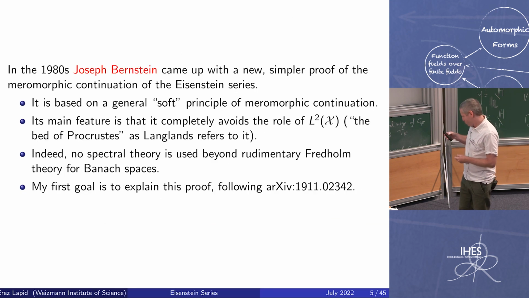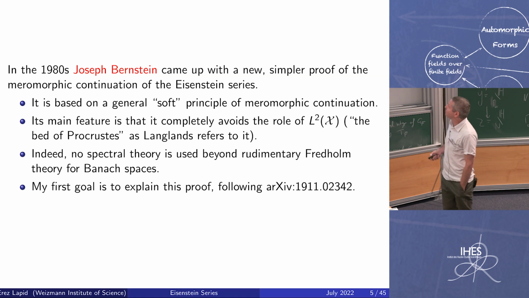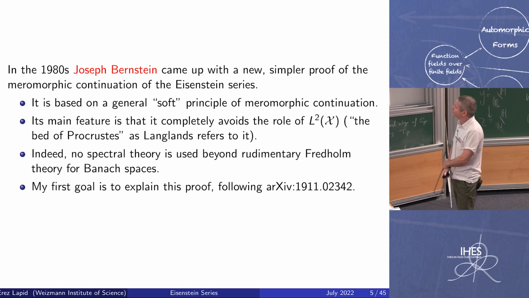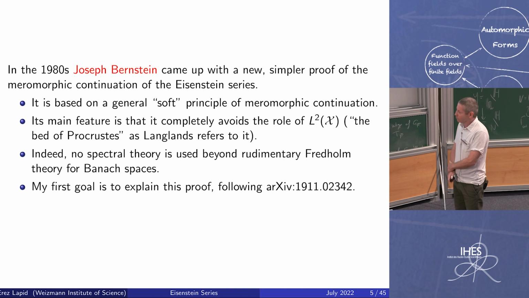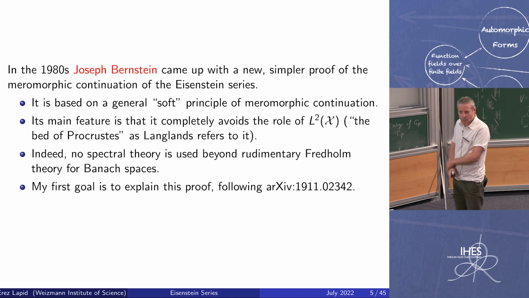Okay, so in the 1980s, Joseph Bernstein came up with a new idea to meromorphically continue the Eisenstein series. He sent a letter to Piatetski-Shapiro explaining some principle which he believed would give the analytic continuation. And so it is based on some soft principle of meromorphic continuation, which I will explain.